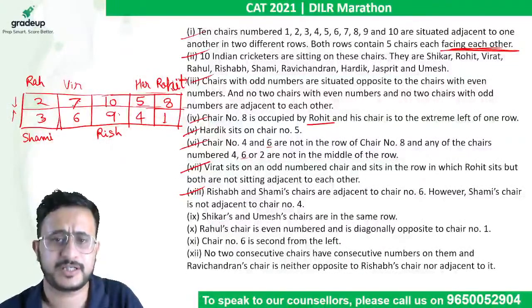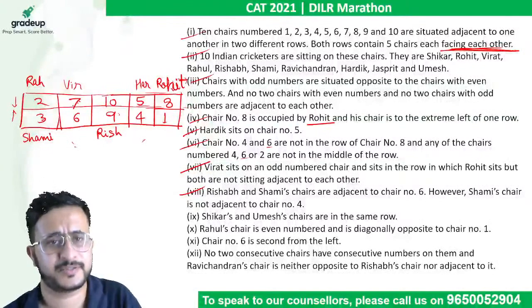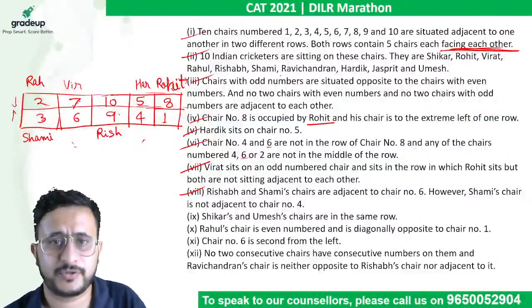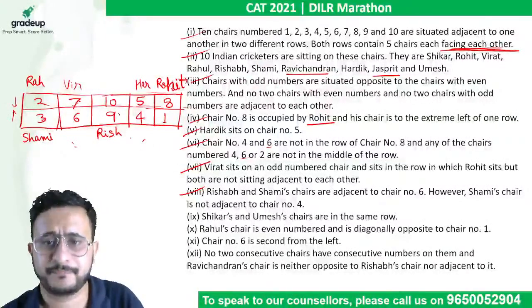एक एक करके बढ़ते रहो. Shikhar and Umesh chairs are in the same row, so they will be in this row, Shikhar and Umesh, ठीक है? अब एक काम कर लो, let's find the people who are left, right? Jaspreet and Ravichandran are left. Shikhar and Umesh will be in this row, okay?